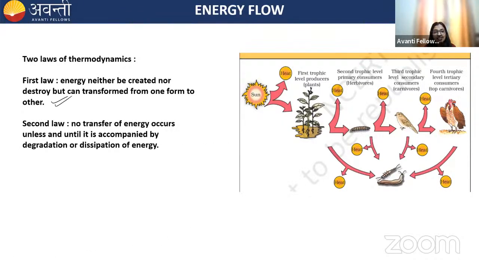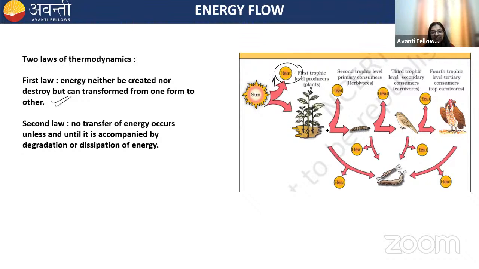We have already discussed the first law, now let's discuss the second law. Look at the image. We know that plants cannot use all the energy coming from the sun. They can only use a certain part of it, and a large amount of the energy is lost in the form of heat.